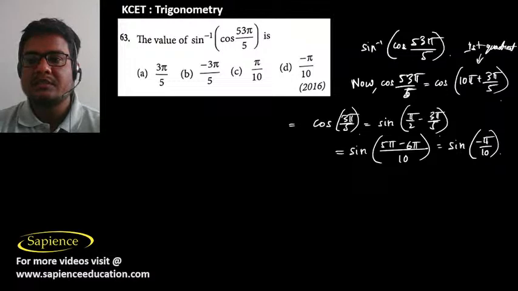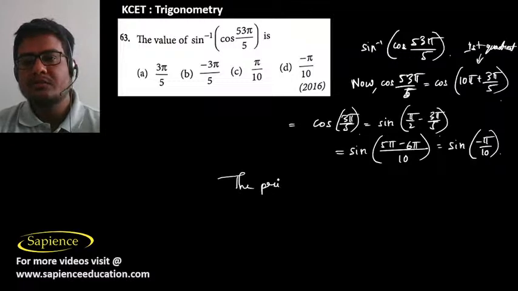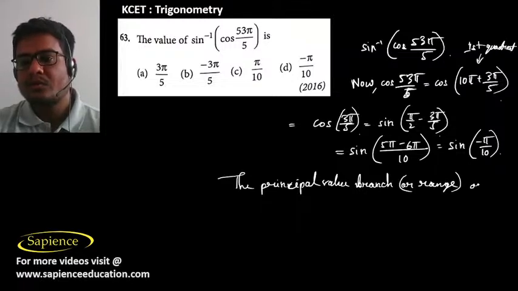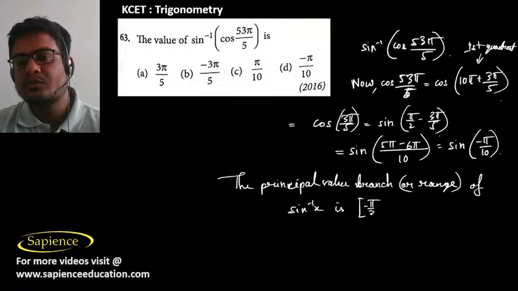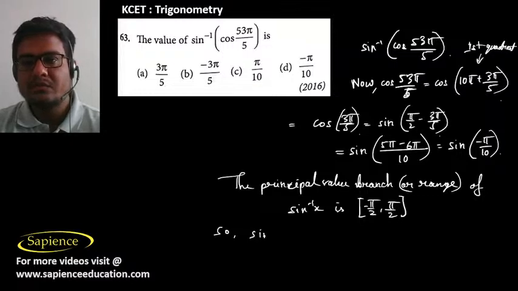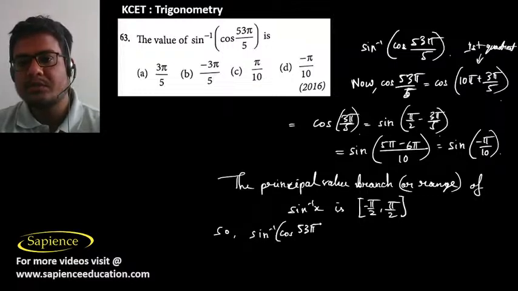So this angle is coming within the principal value branch of sine inverse. The principal value branch, or the range, of sine inverse x, we know, is minus pi by 2 to pi by 2. So therefore it is coming within the principal value branch of the sine inverse function. So sine inverse of cos 53 pi by 5 can be written as sine inverse of cos 3 pi by 5.